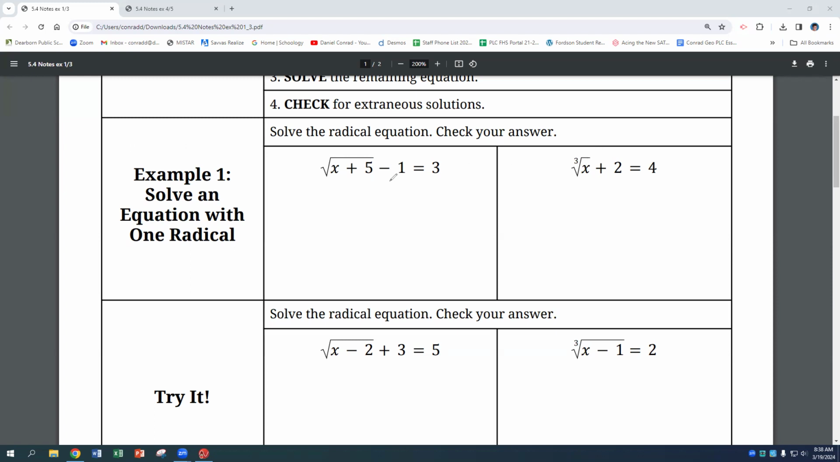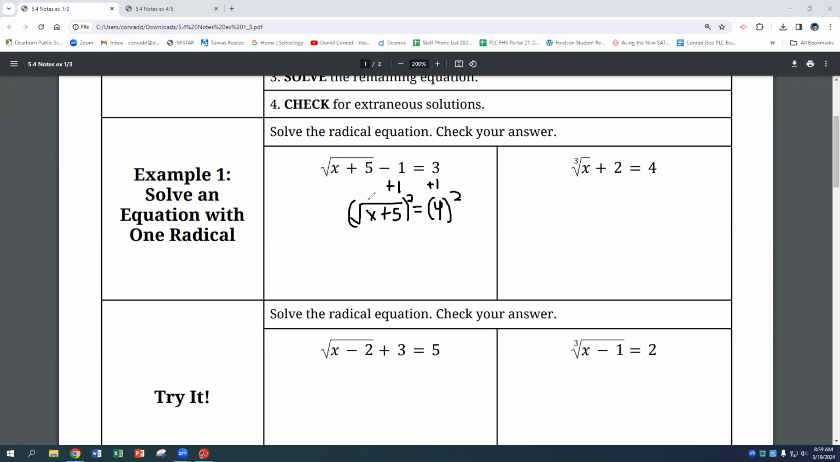So on the first one, we're going to add 1 to both sides. That way we get our radical by itself. And then 3 plus 1 is 4. So now we can square both sides.